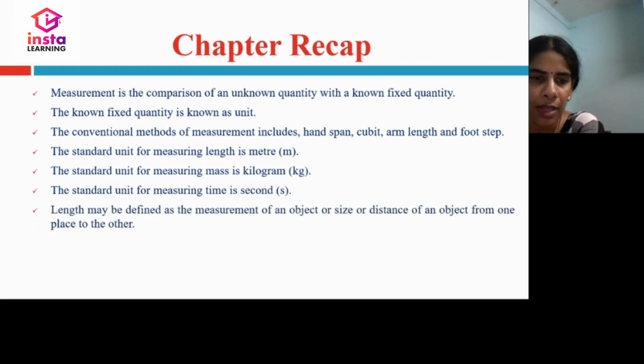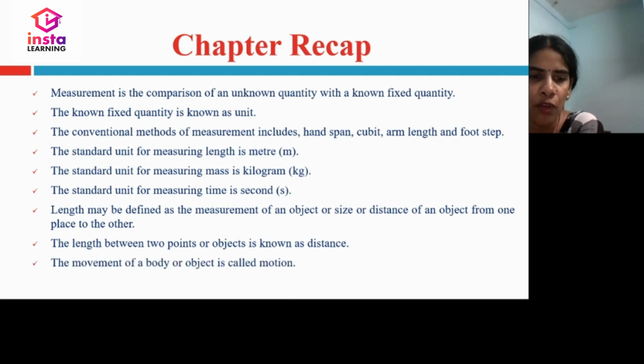Length may be defined as the measurement of the size of an object or the distance of an object from one place to the other. The length between 2 points or objects is known as distance. The movement of a body or object is called motion. The different types of motion include rectilinear, circular, and periodic.